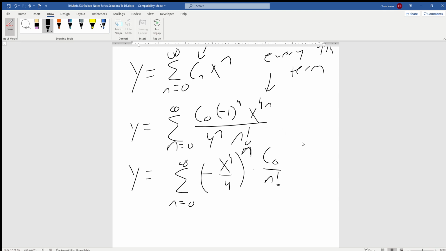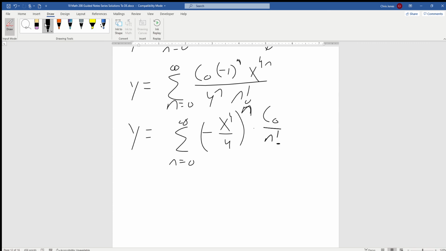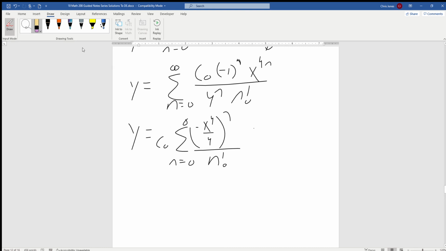All right, or if we really wanted to write it a different way, which might be helpful, I'm going to rewrite this just one more time to make it a little bit easier on ourselves. I'm going to factor the c naught out, and we're going to have the sum of negative x to the 4th over 4, to the n, divided by n factorial. And you might remember that this looks like that e function once again. So now it's not e to the x, but it's going to be c sub naught e to the minus x to the 4th over 4, right? And that's going to be equal to y.